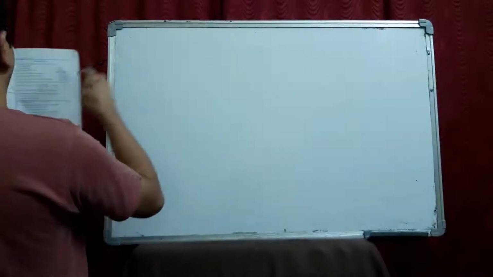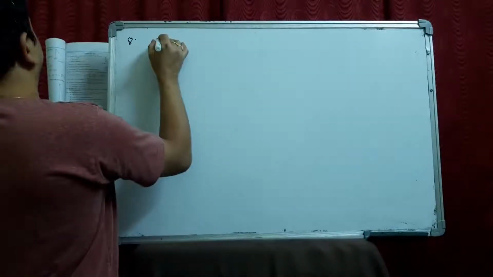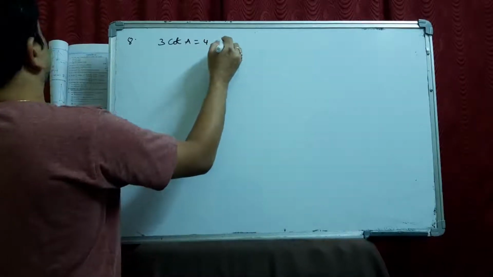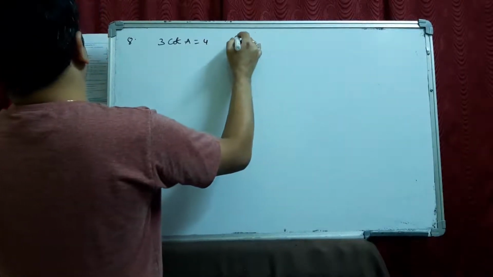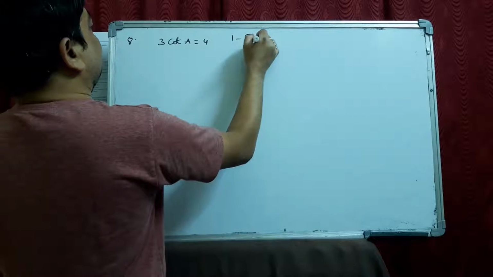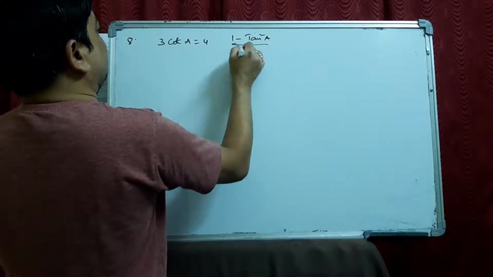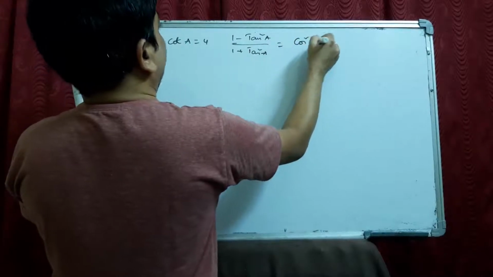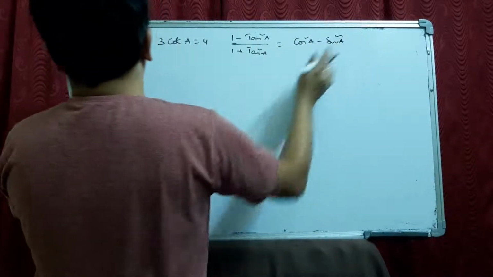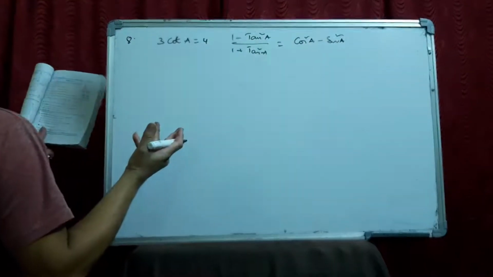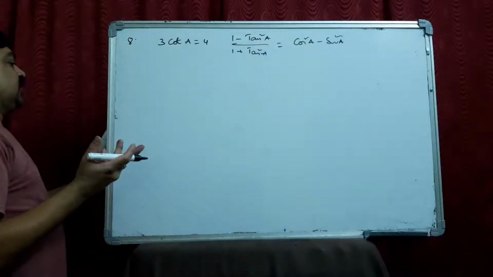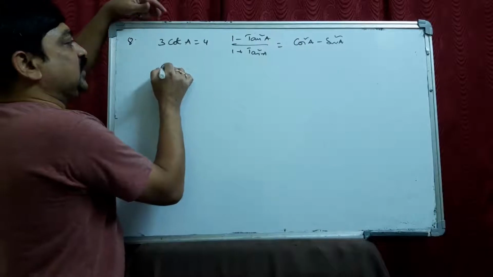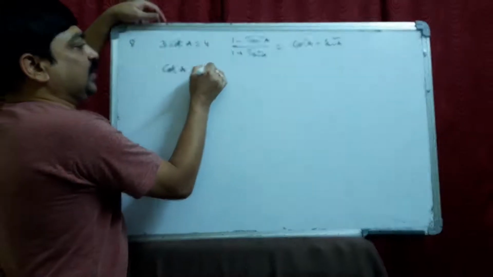Okay, see the 8th problem. If 3 cot A is equal to 4, you have to check whether 1 minus tan square A by 1 plus tan square A will be equal to cos square A minus sin square A. We do both LHS and RHS and we see whether it is correct or not. Let us see. 3 cot A is 4, which means cot A is equal to 4 by 3.